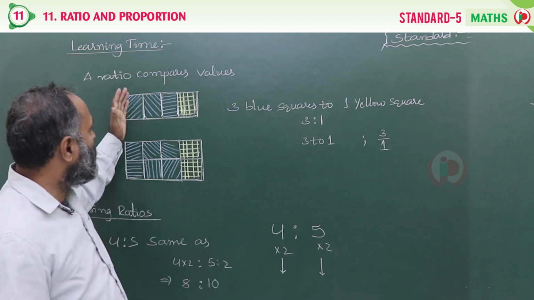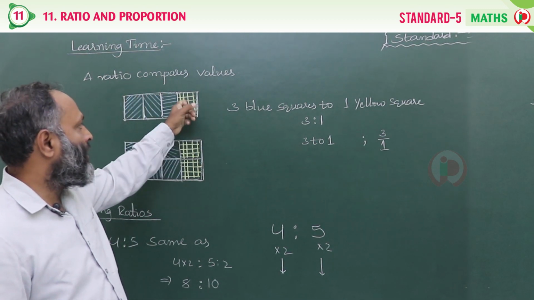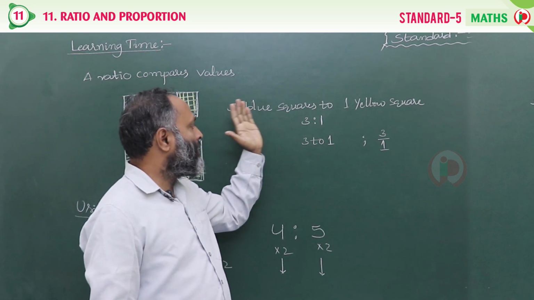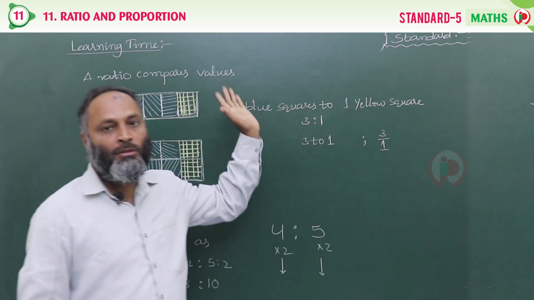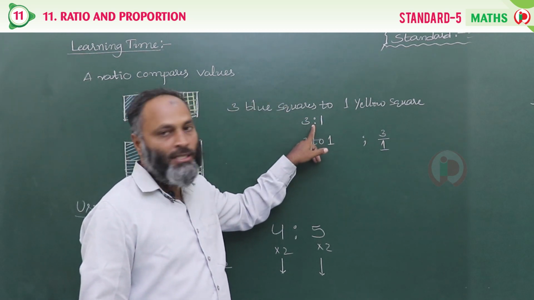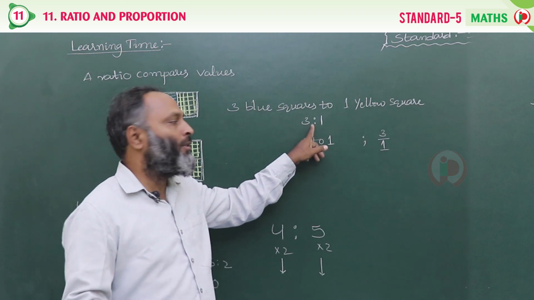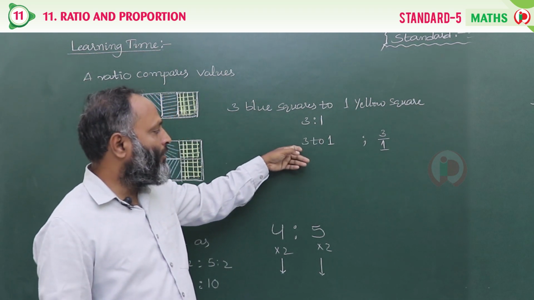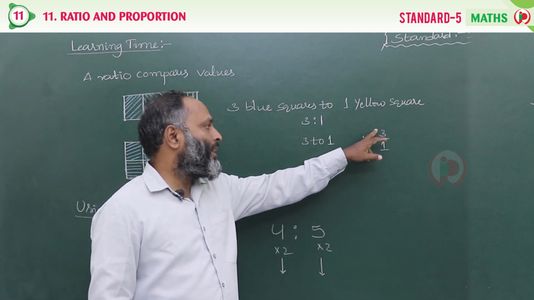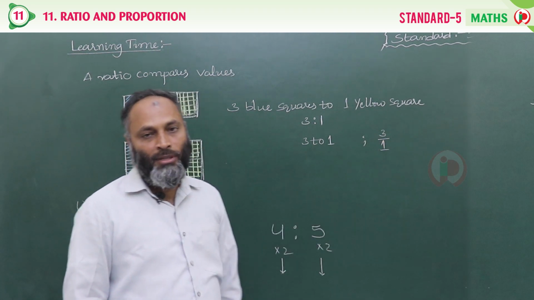Now here, we have 3 blue color squares and 1 yellow color square. How to compare as a ratio? 3:1 means blue to yellow. In words, it is 3 to 1, and in fraction, 3/1. This is the representation.